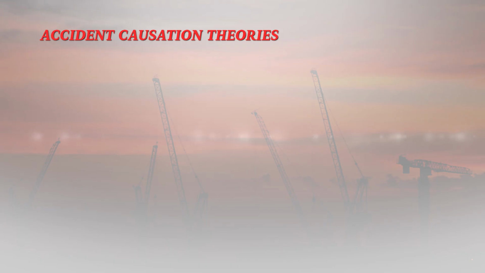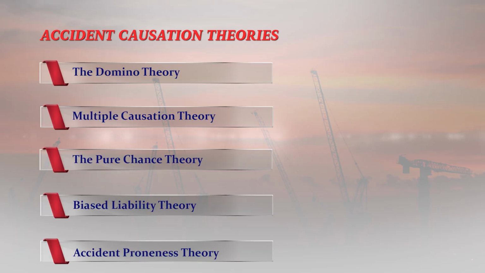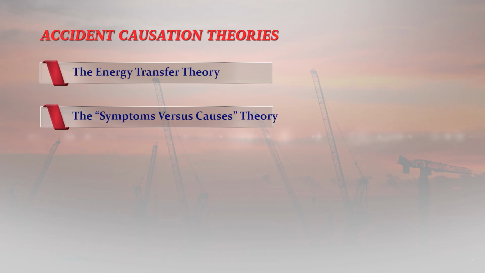There are different theories. The first one is the domino theory, the second is the multiple causation theory, the third is the pure chance theory, next is the biased liability theory, then the accident proneness theory, another is the energy transfer theory, and the last one is the symptoms versus causes theory. So, we will discuss these theories one by one. Let us begin with the first, the domino theory.